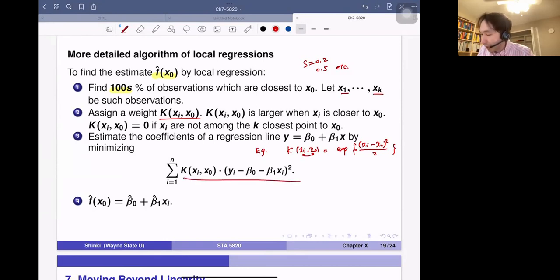And then we minimize this weighted residuals. So k of xi x naught times this one. This one is basically epsilon i.